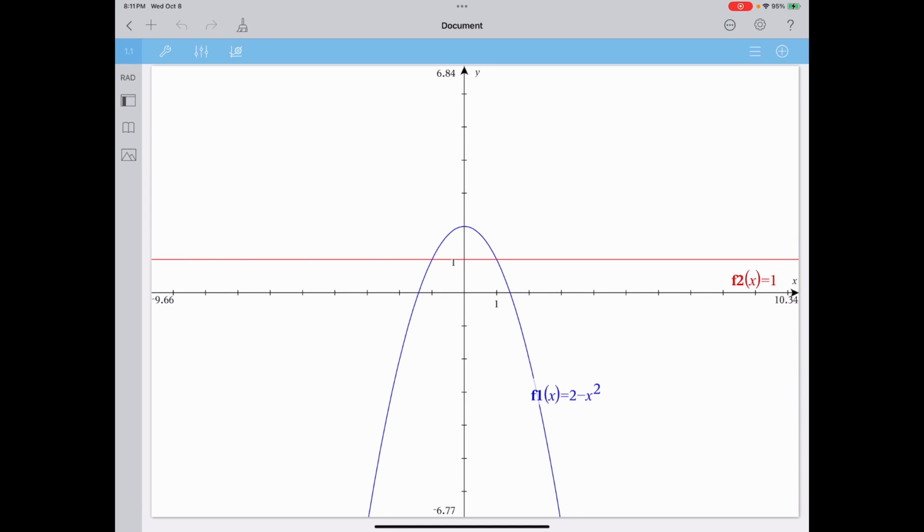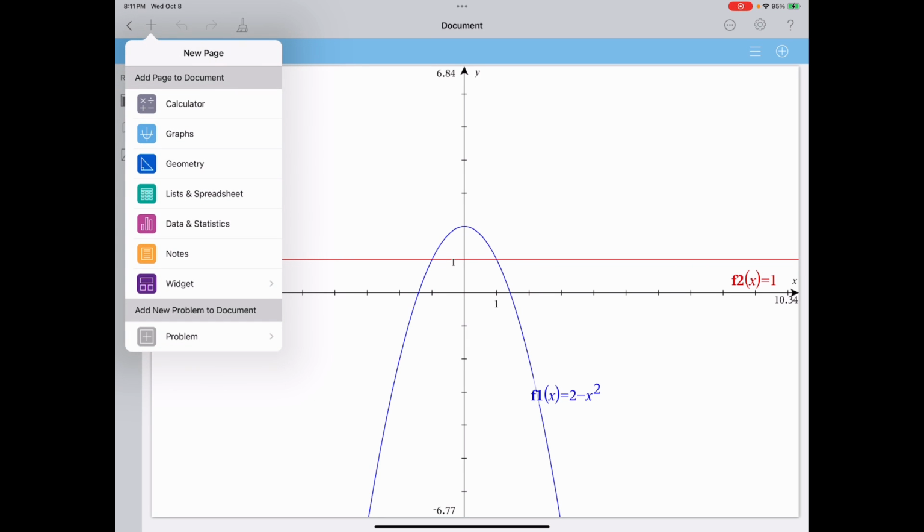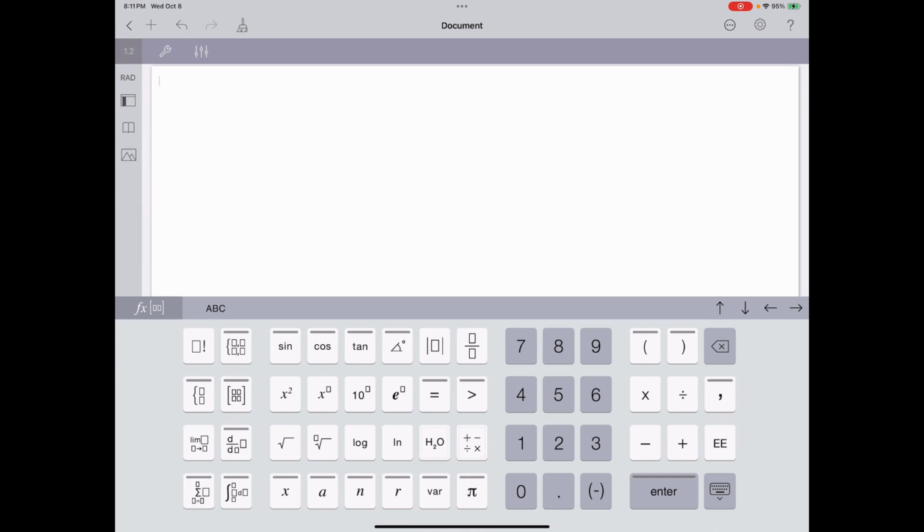Now we're going to add a calculator to our document, and we will do that by clicking on the little plus sign in the upper left-hand corner, and we will choose Calculator. And we want to solve for the intersection points using the same method that we did when we were doing it by hand. We've already got the intersection points from the graphing section, but we'd like to do this using the same method that we did by hand.